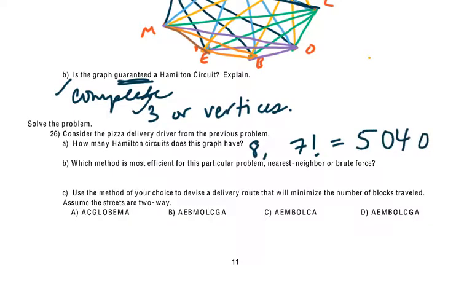Which method would be the most efficient for this particular problem? Well, this would be a nearest neighbor problem because there is absolutely no way I'm going to write out 5,040 possible situations. Okay, so use your method of choice to devise a delivery route which will minimize the number of blocks traveled.